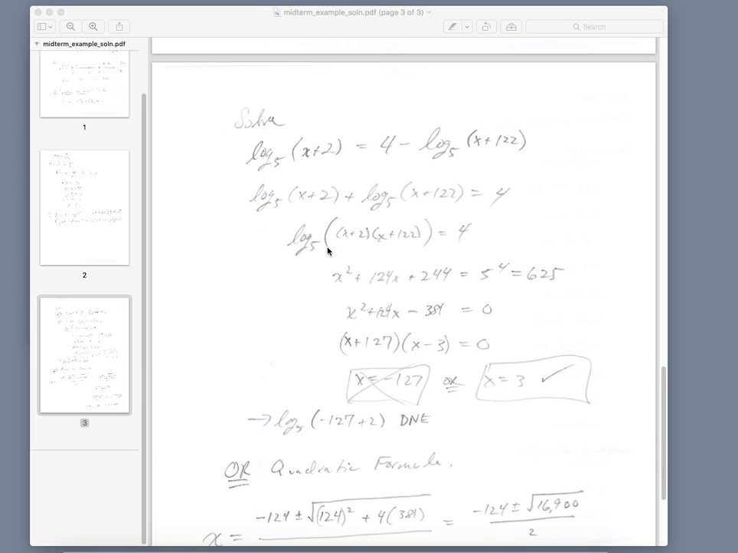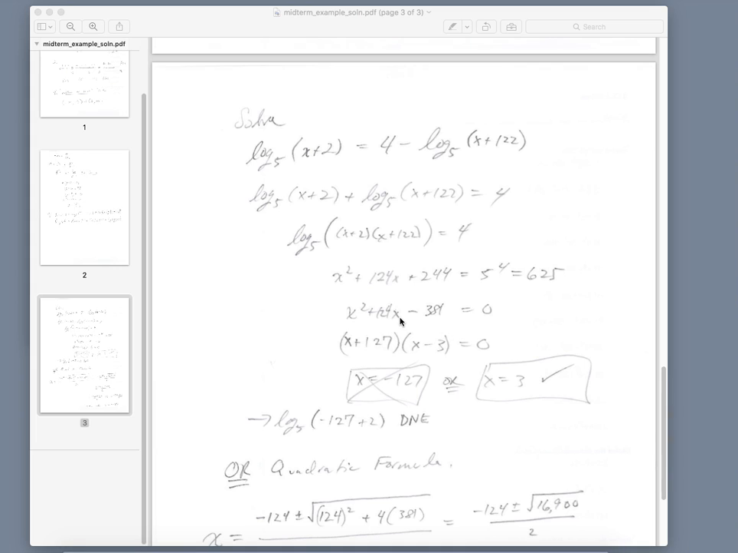And from there, once you have the isolated logarithm, you can use the fact that this is the same as saying the inside is equal to 5 to the 4th power. The base of the logarithm becomes the base of an exponent. Okay? So now I have this quadratic equation with some nasty looking numbers. X squared plus 124x plus 244 equals 625. So put everything on one side.